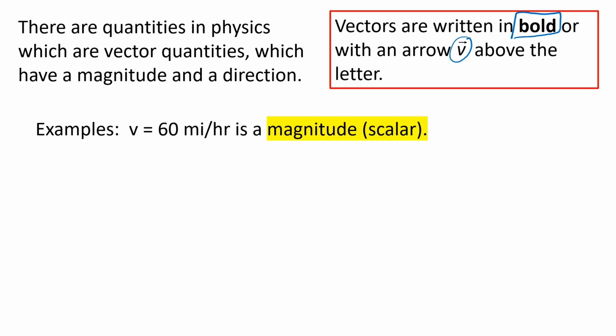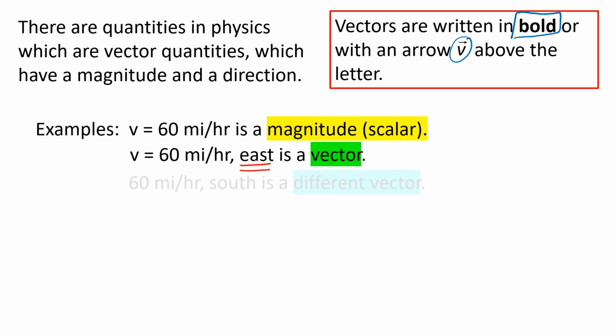And I'm probably going to be pretty sloppy in this video, and I apologize in advance. But some examples of vectors would be 60 miles per hour, which is just a magnitude. That's a scalar because there's no direction implied. So 60 miles per hour east, however, is a vector. Okay, because it has a direction. 60 miles per hour south is a different vector, different direction. So it has the same magnitude, but different direction, making it a different vector altogether.